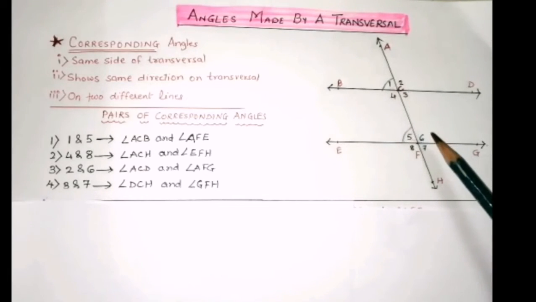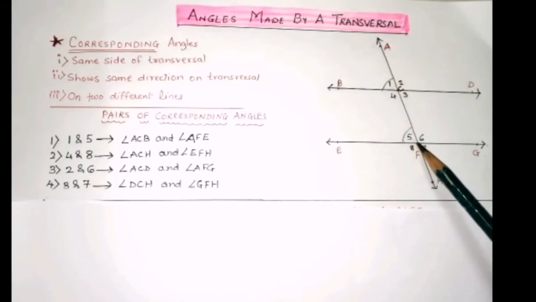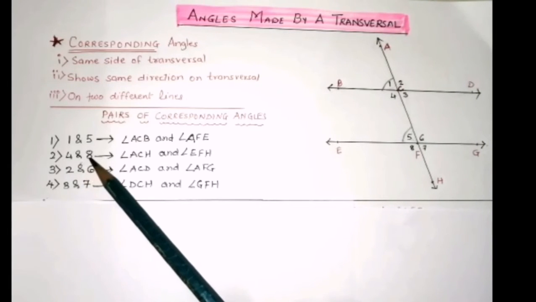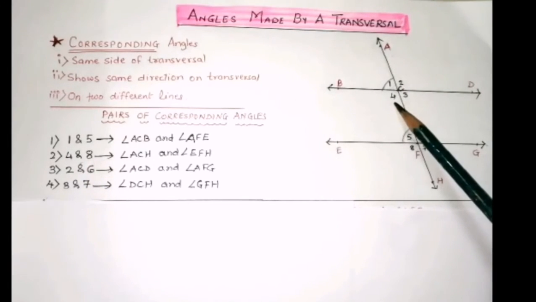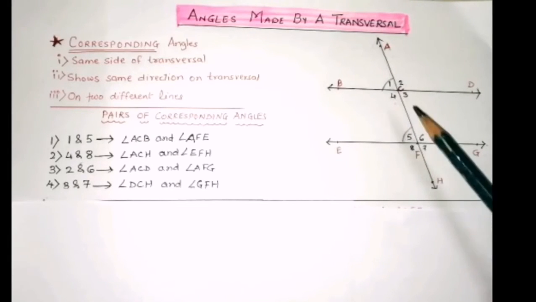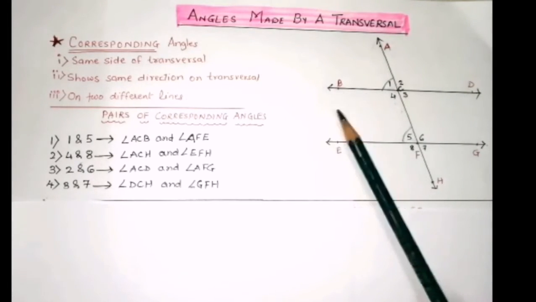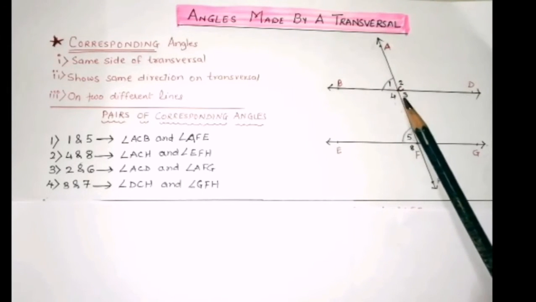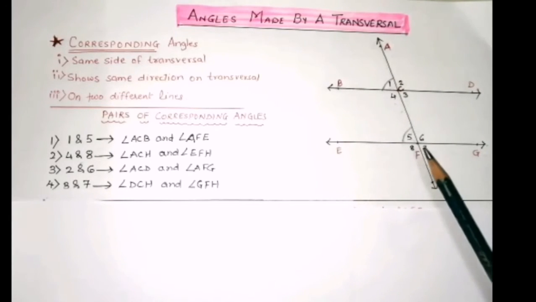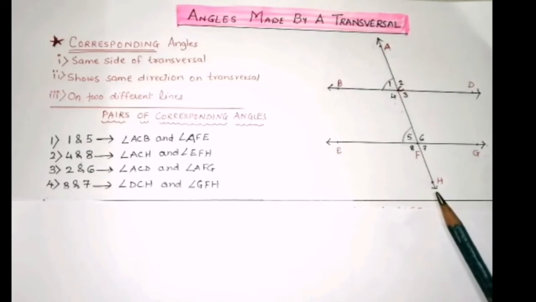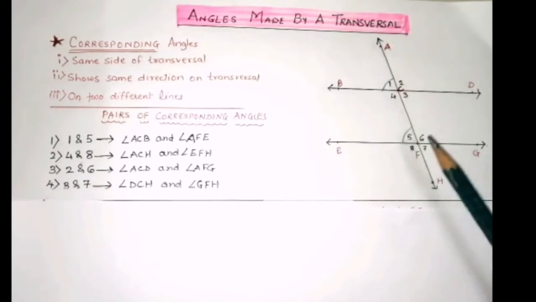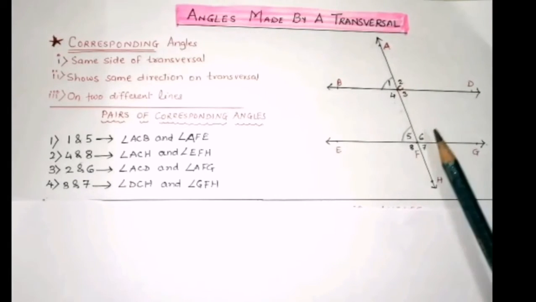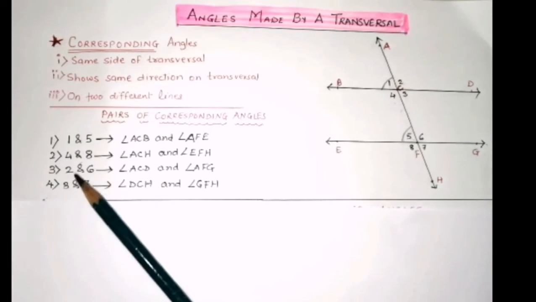So these are the pair of corresponding angles. Same way, angle number 4 and 8. Again, these are on the same side of the transversal. The arm on the transversal of angle 4 shows downward direction. Arm of angle 8 on the transversal also shows downward direction. And these angle 4 and angle 8 are on different lines. So again it is the pair of corresponding angles.